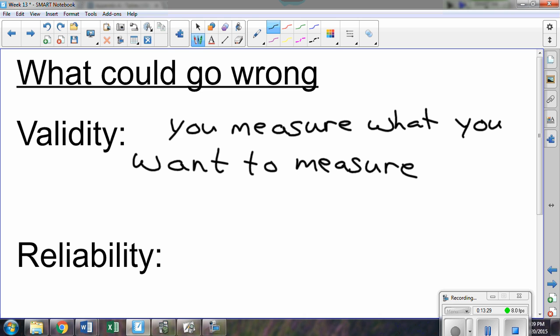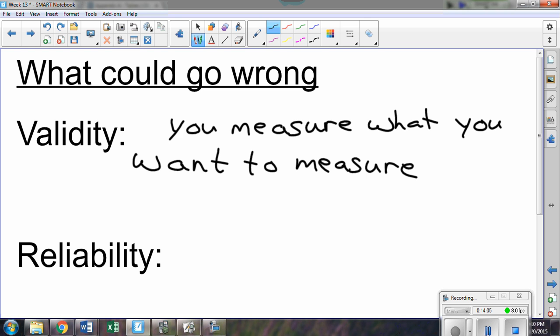Validity is a good thing. It means that you're actually measuring what you're trying to measure. It seems like a really simple, silly example, but if I ask you, how tall are you? And you tell me 58 kilograms, or if I ask you, how tall are you? And you say 200 pounds, does that make any sense? That's not a valid answer.